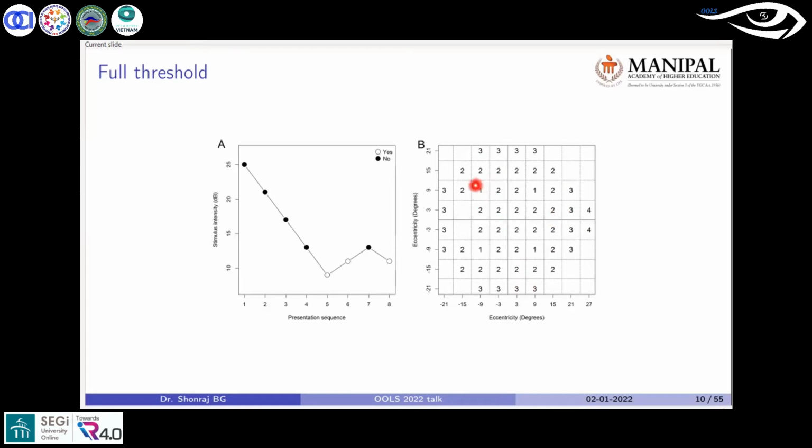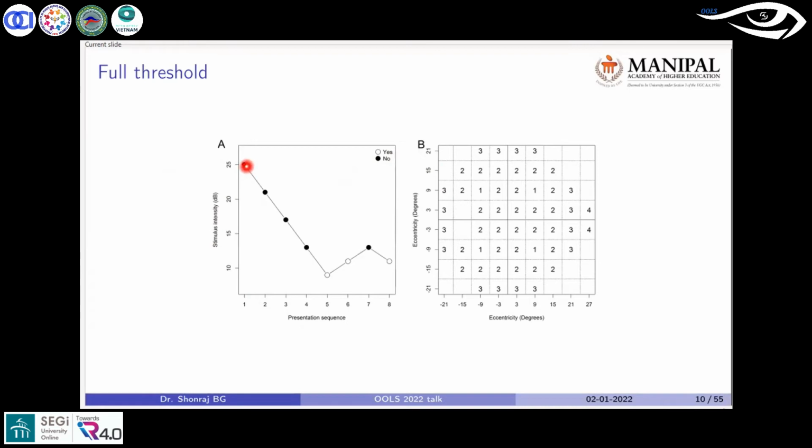Now let's take this particular location, which I am just highlighting here. For that particular location, I have the stimulus presentation sequence on the x-axis and the intensity on the y-axis. Let's say for the first stimulus presentation, I showed a 25 decibel target. Now let's say the patient said, no, I didn't see the stimulus. The filled circles here mean no, unfilled circles mean yes. So you showed a 25 decibel target and the patient didn't respond to that. So the patient obviously didn't see the target.